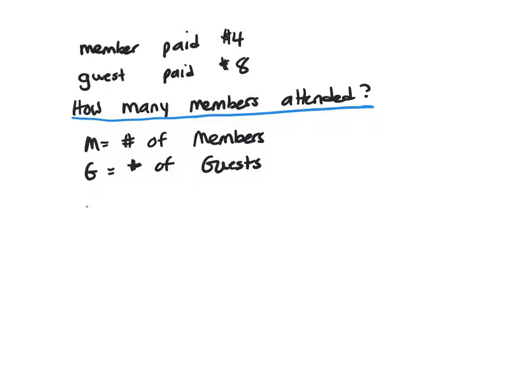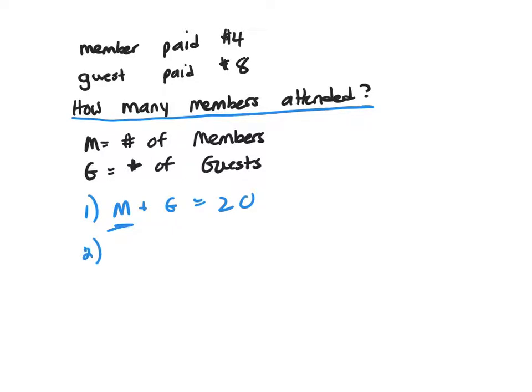So clue 1 says a total of 20 people attended. Well, that would be members plus guests equals 20. But I can't tell you exactly how many members attended. Okay, so that doesn't work. Forget clue 1, look at clue 2.